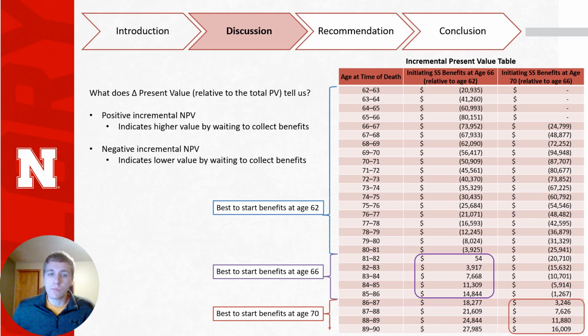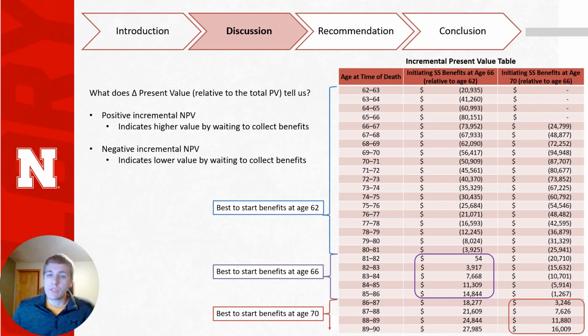Similarly, the third column shows the incremental present value to be had in waiting until age 70 to collect benefits, compared to starting the benefits at age 66. Since the incremental values are negative until age 81, we know that the highest present value comes by starting benefits at age 62. However, if the professor lives to age 81 or older, we see a positive incremental present value by waiting until age 66 to collect.